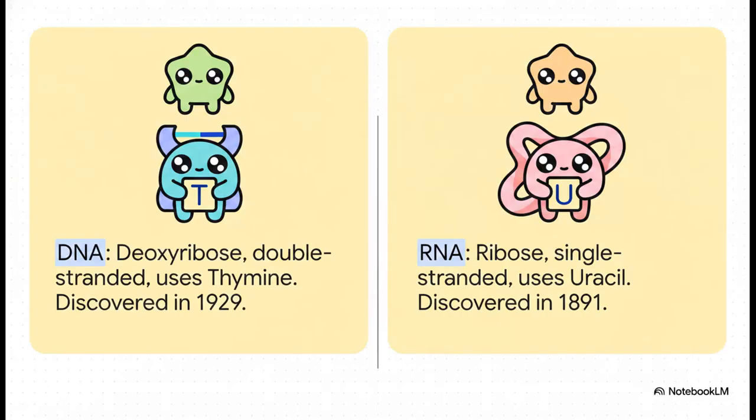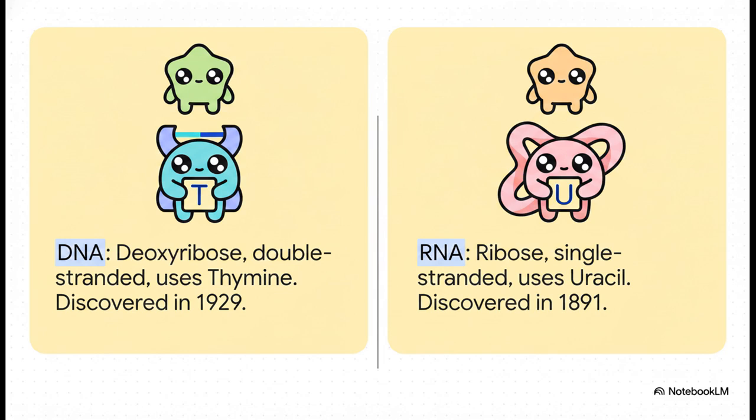RNA, on the other hand, plays by a slightly different set of rules. For starters, RNA uses a ribose sugar, which was actually discovered way back in 1891 by Fisher and Palade. DNA uses deoxyribose, which wasn't discovered until decades later in 1929 by Phoebus Levine. Structurally, DNA relies on that double-stranded helix we just talked about, while RNA is generally single-stranded, which allows it to fold up into all sorts of complex 3D shapes.